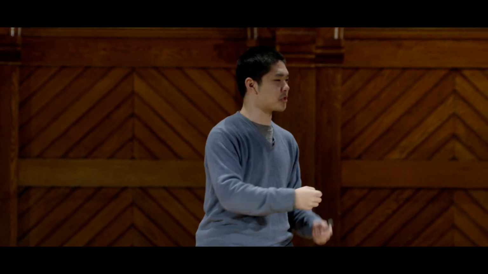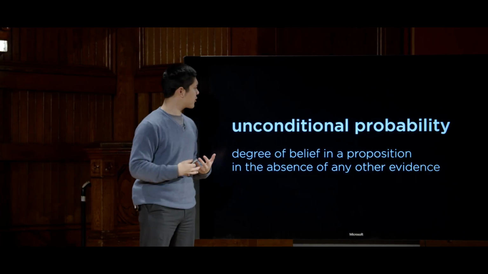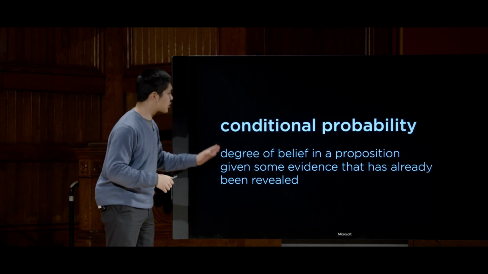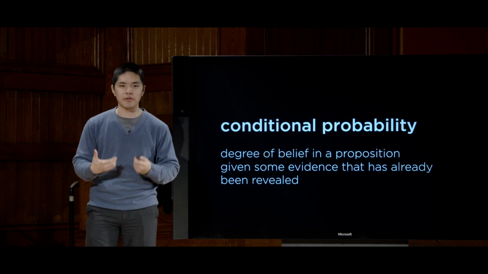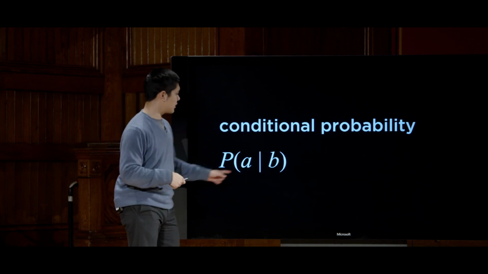But usually when we're thinking about probability, especially when we're thinking about training an AI to intelligently be able to know something about the world and make predictions based on that information, it's not unconditional probability that our AI is dealing with, but rather conditional probability. Probability where rather than having no original knowledge, we have some initial knowledge about the world and how the world actually works. So conditional probability is the degree of belief in a proposition given some evidence that has already been revealed to us. So what does this look like? Well, it looks like this in terms of notation.